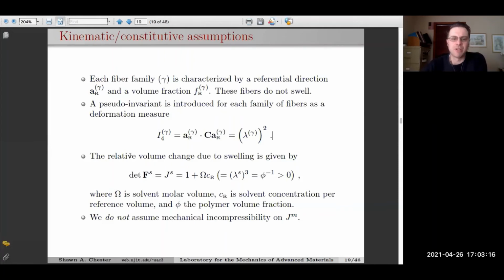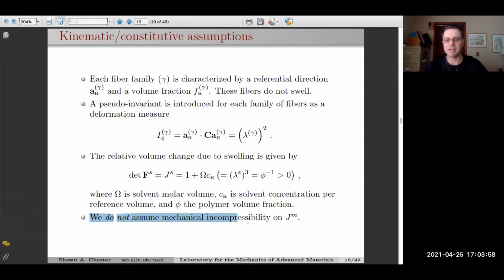The relative volume change due to swelling, so the determinant of the swelling deformation, is given by JS there, and the kinematic assumption is that all swelling change is due to the fluid, right? That's it. So omega here is the molar volume of the solvent, CR is the concentration per reference volume. And so this is essentially saying JS minus 1 is entirely omega CR. And it's just written here as JS equals 1 plus omega CR. And so that means, in essence, if there's any fluid, it causes a swelling volume change.